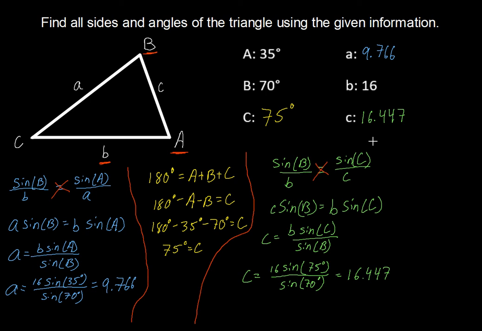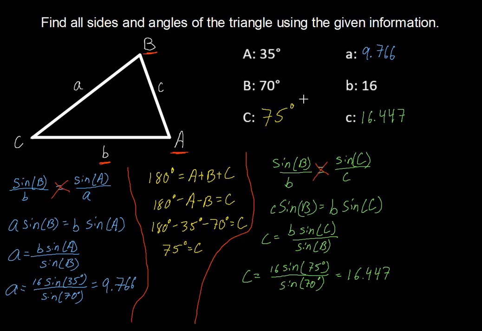Now the very, very super last thing I want to do is double and triple check to make sure that my answer makes sense. Because of the ratio of these side lengths, I know that the smallest angle has to be given to the smallest side. So the smallest angle is 35 degrees, so the smallest side does go right there. 9.766 is in fact the smallest side. Largest angle is 75 degrees, and that does get the largest side. Medium angle does get the medium side. So we're on the right track here.